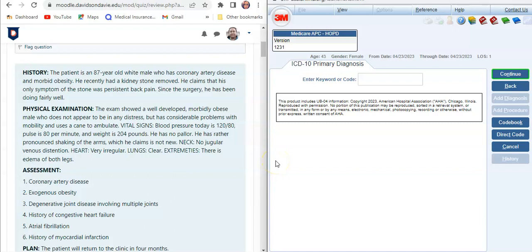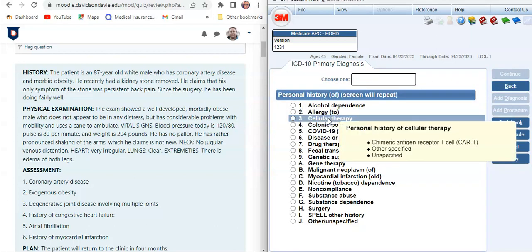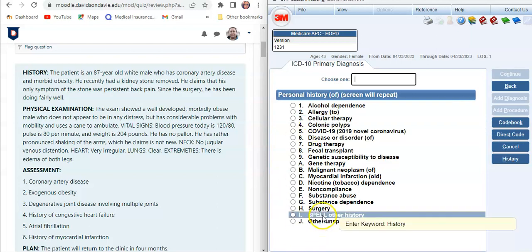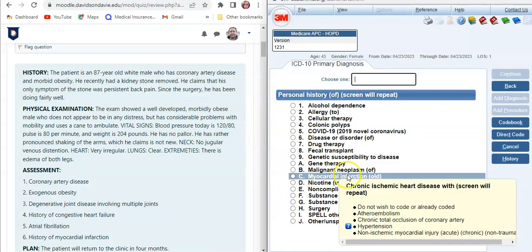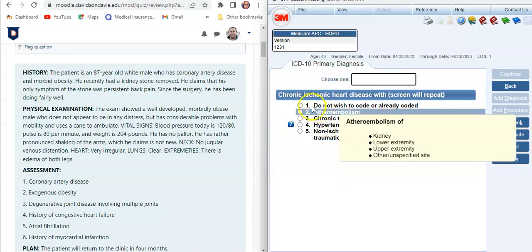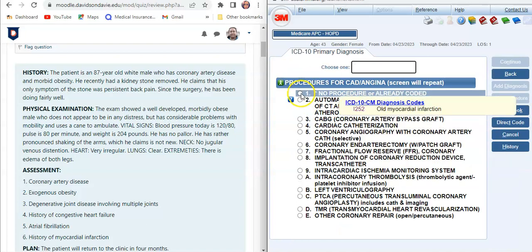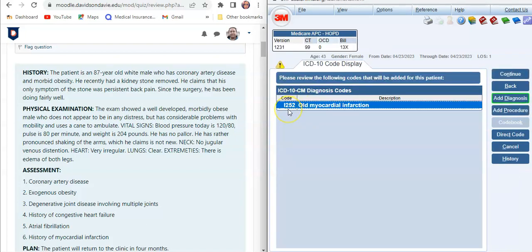Next one is history of myocardial infarction. So I'm going to go ahead and start off with history, not hit. History, personal history, and I'm going to take a look here. Oh, look at that, myocardial infarction, old. It is an old one. There is no details about it. No tobacco use noted, no procedures done. So our next code is I25.2.